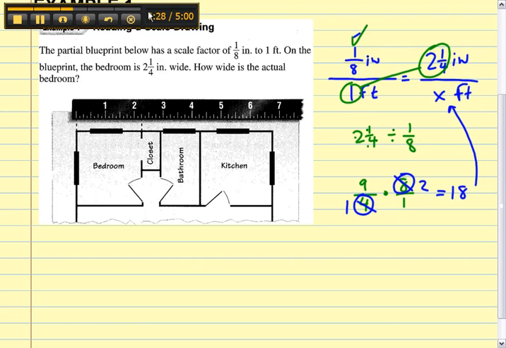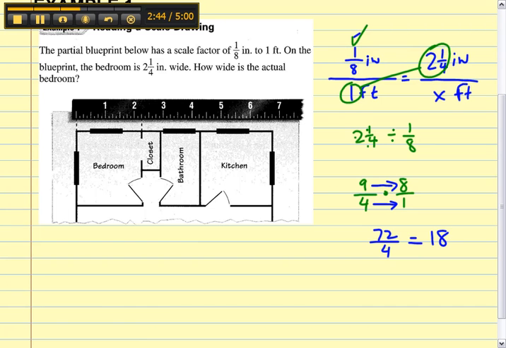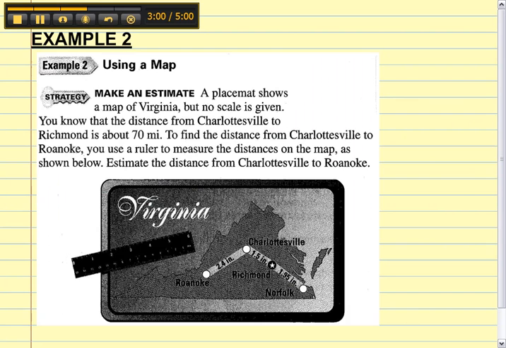But some of you like to actually multiply and then reduce. So let's just multiply straight across. 9 times 8 is 72. 4 times 1 is 4. And then I need to reduce that, and 4 goes into 72 how many times do you think? 18. 18 what? Well, what was I looking for? 18 feet. So the bedroom is 18 feet from here to here. Very nice. That was easy enough.